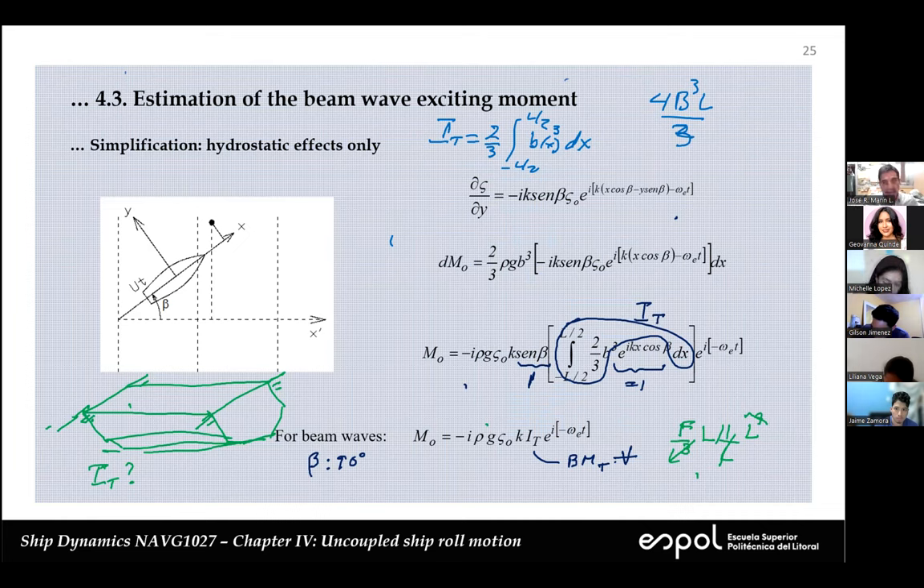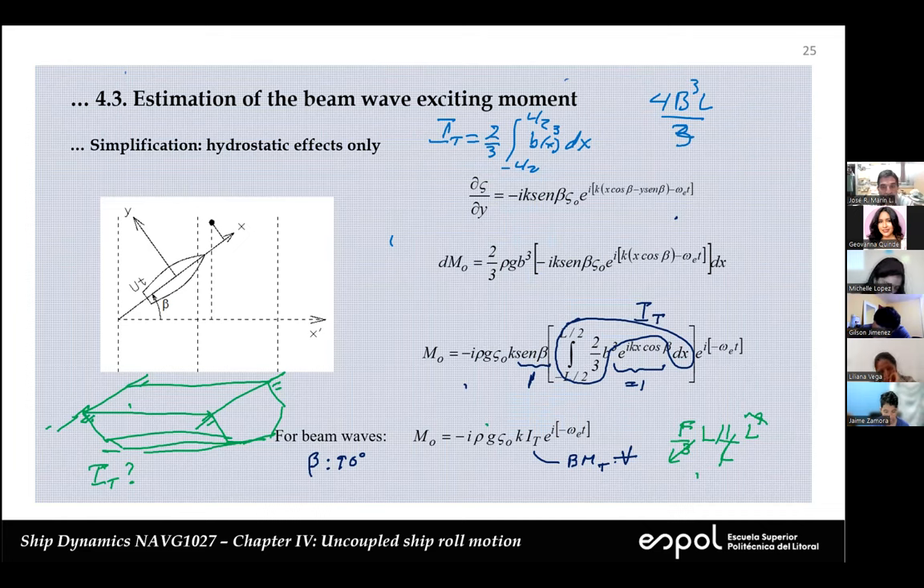We have everything, right? Because inertia, we can measure the beam, we can measure the length. All we need is the amplitude of the wave. And so you are going to be video recording the surface, okay? And then with a scale that we have, you can measure the top, the bottom, and see the difference, and that's going to be the height divided by 2, that's the wave amplitude.